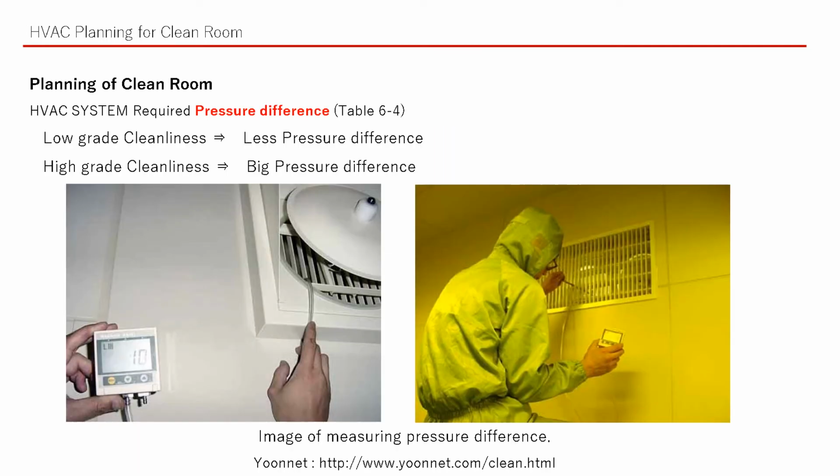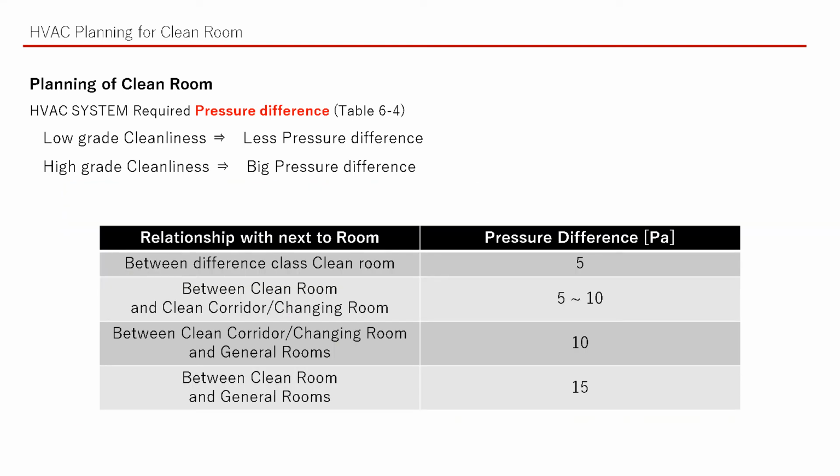When you start detailed HVAC design, we need to fix several design inputs. First, pressure difference. These are images of a pressure difference damper and checking the pressure difference in the clean room. Typically, when planning low grade cleanliness, less pressure difference is required. When planning high grade cleanliness, a big pressure difference is required. We introduce table 6-4 to decide pressure difference. When you plan a clean room, you can refer to this table and fix the design parameter.